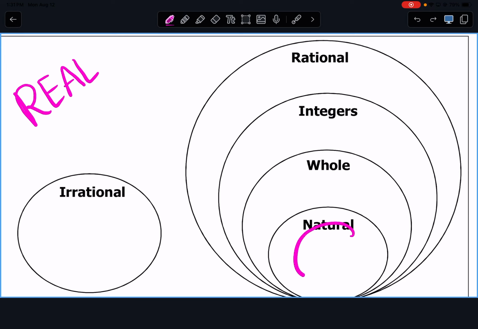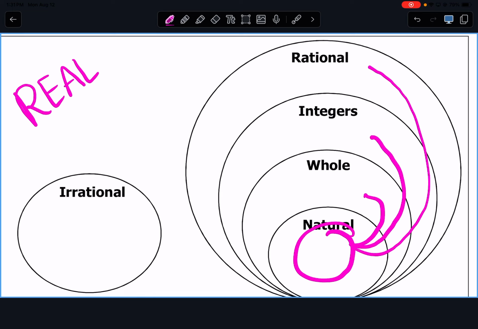Then natural numbers are included in whole numbers. Natural numbers are included in integers. They're included in rational numbers. And they're included in real numbers. Do y'all see that? Because it's in all of those.